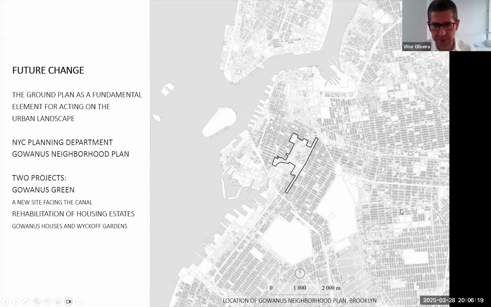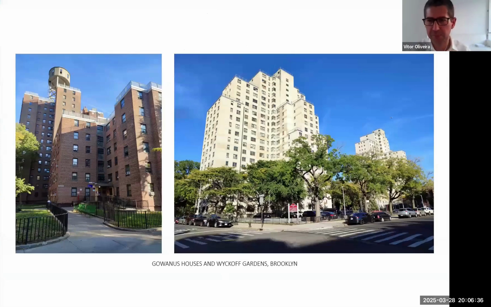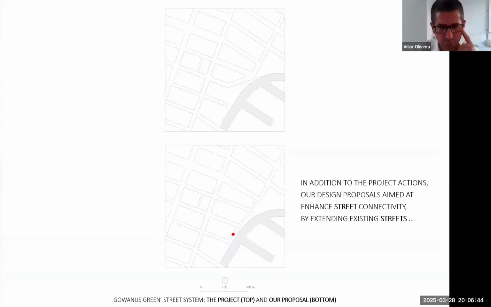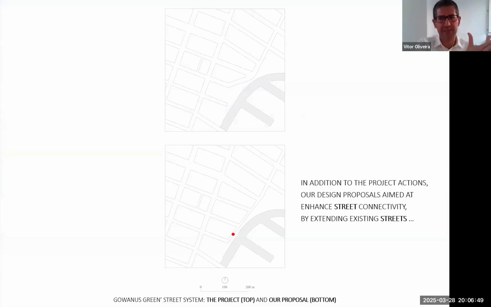So the projects are the redevelopment of this old industrial site called Gowanus Canal. It has this amazing canal in the middle of it, and also the rehabilitation of these 2 housing estates, Gowanus Houses and Wyckoff Gardens. So what we tried to do here was to apply exactly those same criteria that we are using for analysis.